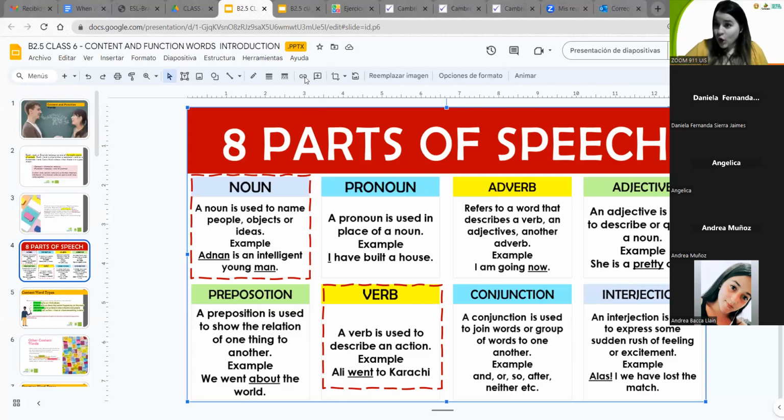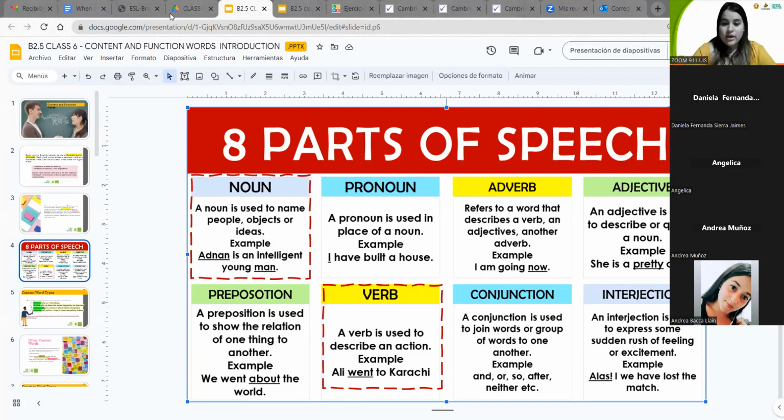Then we have a verb, right? So a verb is used to describe an action. Example, Ali went to Karachi. So go, visit, travel, those are examples of verbs.